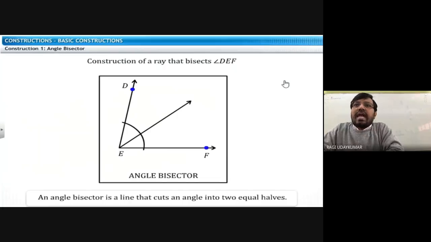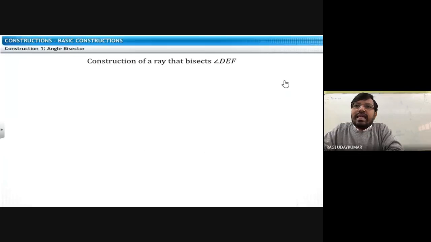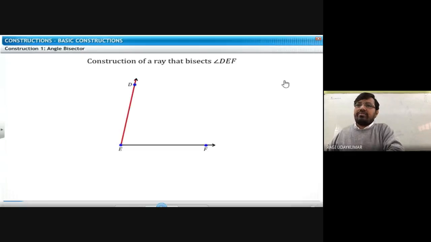First, angle bisector. Angle bisector is a line that cuts the angle into two equal parts. Okay. So construct a ray that bisects angle DEF. DEF is an angle given to you, and you need to construct a ray that divides this angle into two equal halves. This is an angle DEF.